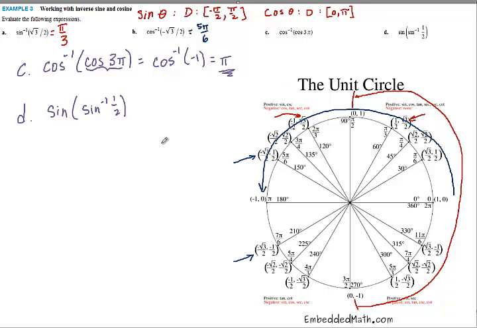Alright, let's play our game. I need the y value within this red of 1/2. There he is. Pi over 6. And now I need the sine of pi over 6. Oh, this one is 1/2.